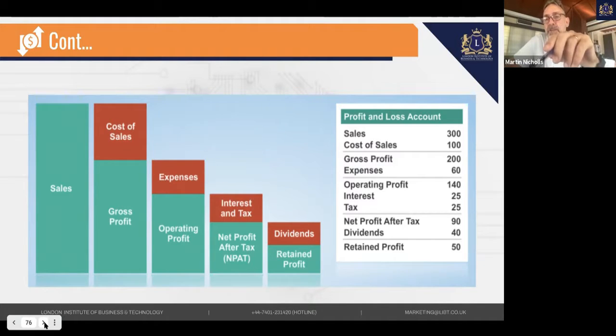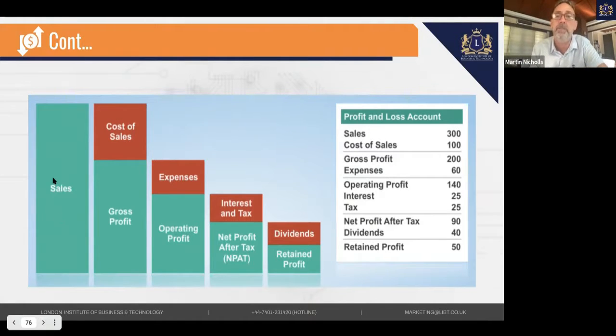Sales minus cost of sales gives us our gross profit. Gross profit minus the daily expenses gives us our operating profit. And then we get our interest and our tax. We get net profit after tax, dividends, and retained profit. That's the money we keep within the business. So coming to the left here, just follow my pointer across the screen. This explains it really nicely.